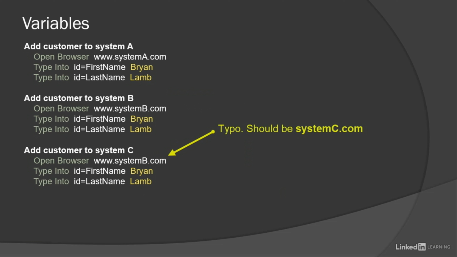Here's a visual of what that looks like. Let's say we had 3 different tasks to do in our RPA automation. This is obviously oversimplified, but let's say we have to add a customer to system A, add that same customer to system B, and also to system C. You can see I've included 3 steps of that process in each of these tasks. First, we would open a browser. Then we would type into a text box with an ID of first name, and the value would be Brian. Then we would type into another text box with an ID of last name, and type in Lamb. And of course, since there are 3 different systems, we would type my name in 3 different times.